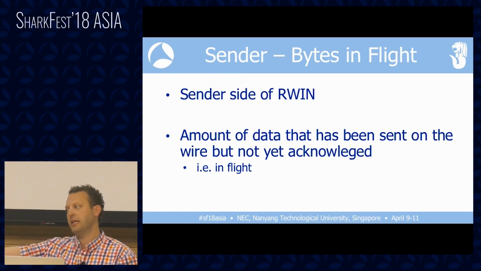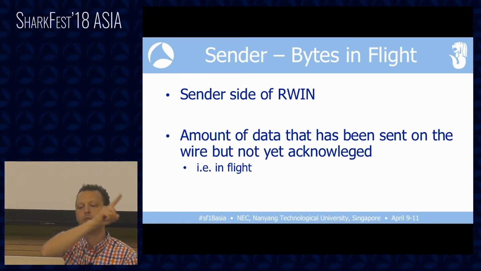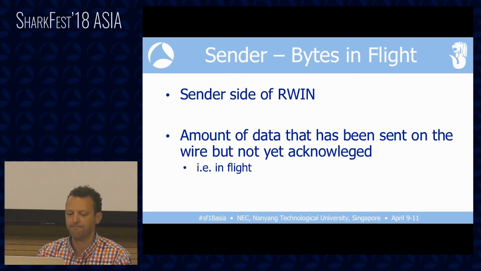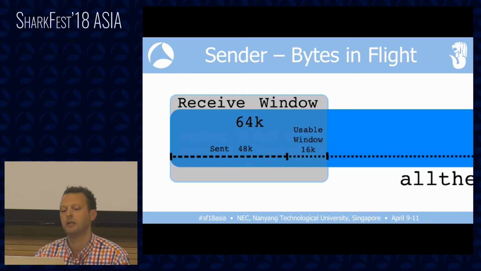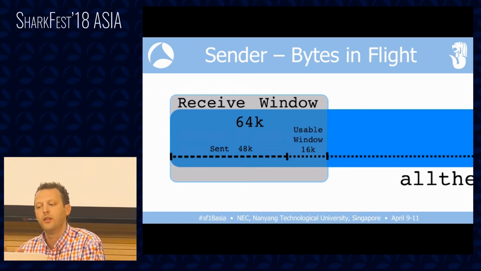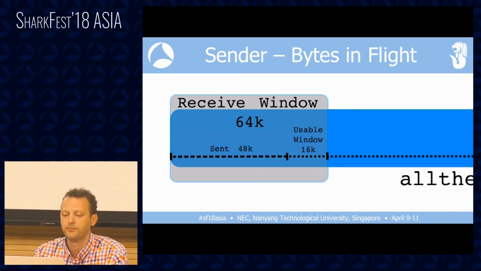The receiver has to get it and then send acknowledgments back. One full round trip. The data that's in flight that is not acknowledged, well, bytes in flight, right? So what that looks like is, let's say we're going to send 64K to fill the receive window. Maybe we've sent up to 48K so far. There's still 16K of usable window that we can continue to use.